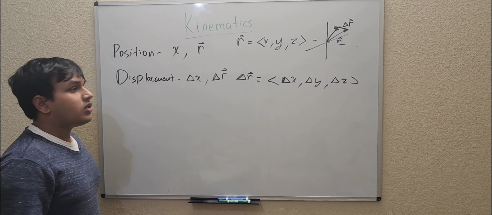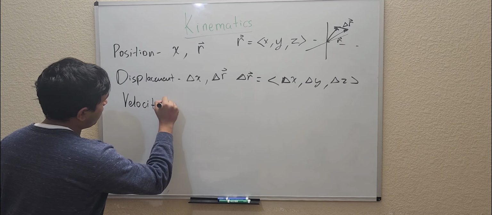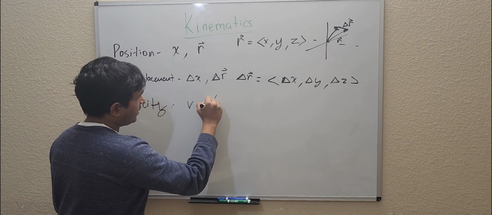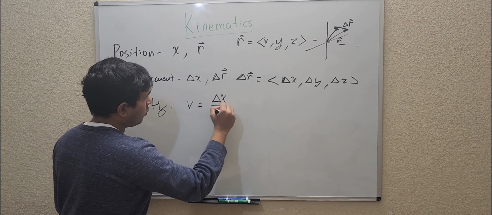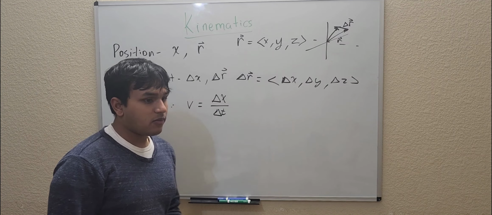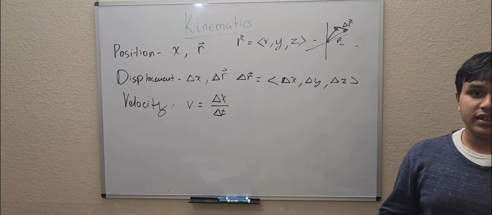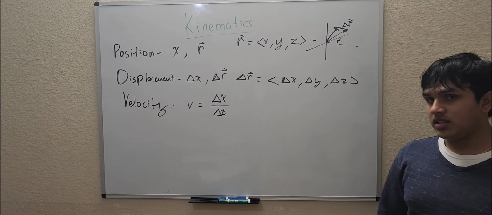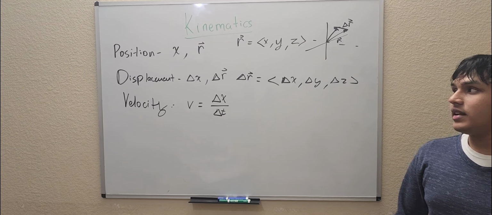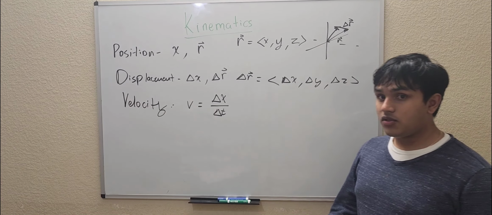Over a small interval, you can define velocity as the displacement over the change in time. So, for example, if I move 2 meters in the time period of 2 seconds, then you could say my velocity is 2 meters over 2 seconds, or 1 meter per second. Note that velocity, like displacement, is a vector. You need to know the magnitude and the direction.